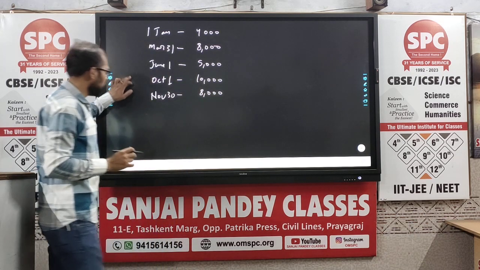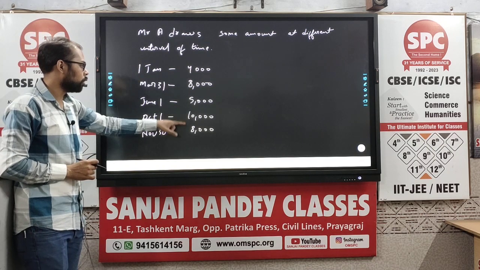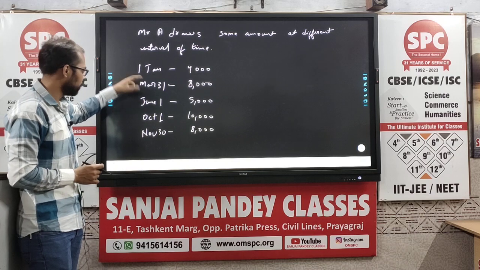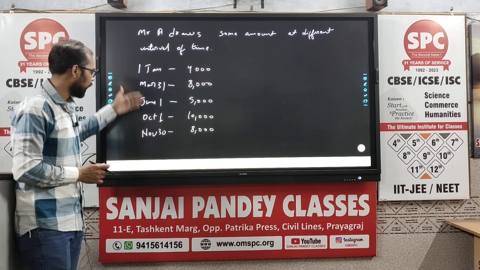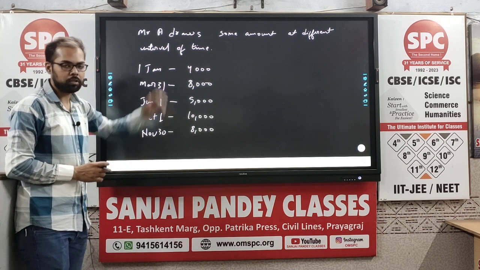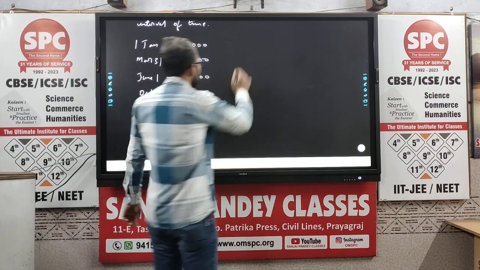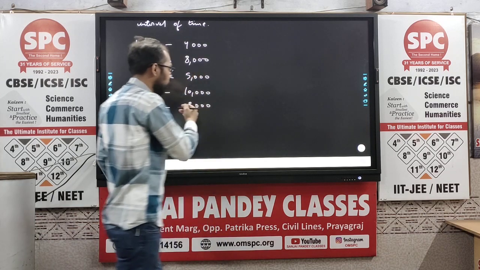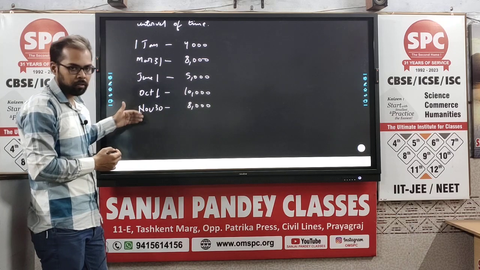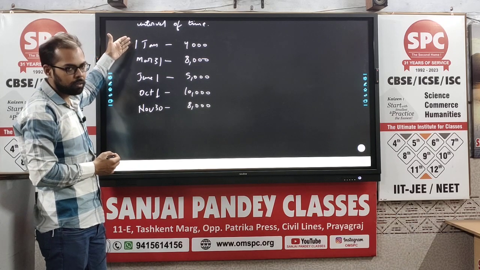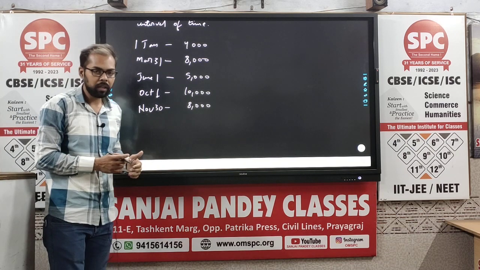So now you can see that the time interval and the amount both are unequal. From 1st January to 31st March, that is 3 months, and from 31st March to June 1st. So time interval is different and amount is also different. Now let us quickly see how much time is left after the first drawing, because the interest is calculated on the time which is left. If the amount is withdrawn on 1st January, then the time left after 1st January till 31st December will be 12 months.